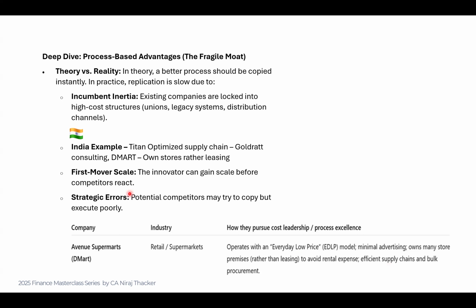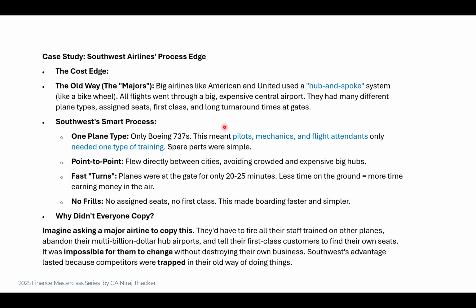And other people are not able to replicate that, correct? So how will you get an advantage? When you have first mover advantage, the innovator can gain scale before competitors react, correct? Strategic and potential competitors may try to copy but execute poorly, correct? So if the process is very good, we'll be able to scale. Another example I can give is of Southwest Airlines. What they did is they have only one kind of aircraft, that is the 737.